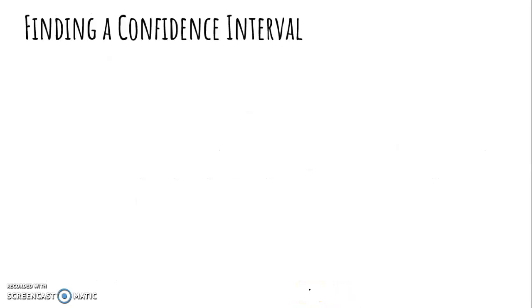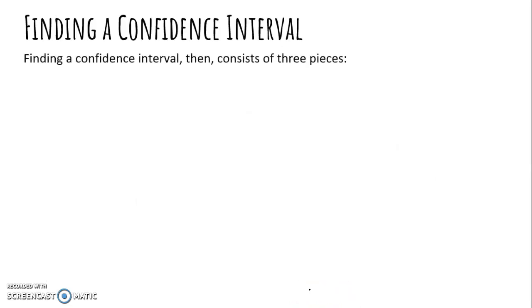Now, sometimes that takes a little bit of calculating because it's not always something obvious. So how do we find a confidence interval? We're going to do this in 3 pieces. The first thing you do is you find out the point estimate. For everything that we're doing with this particular section, that's going to be the sample mean.